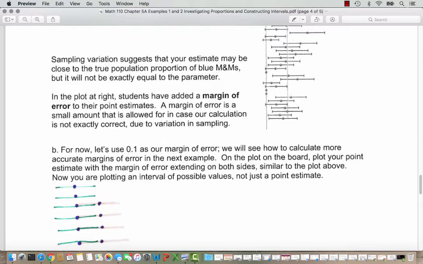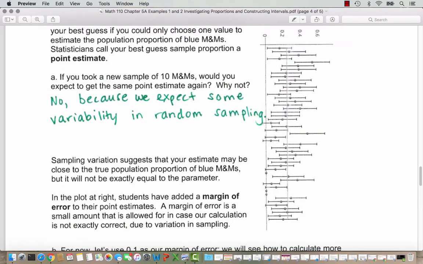So in this plot at right, students have added a margin of error to their point estimates. A margin of error is a small amount that is allowed for in case our calculation is not exactly correct due to the variation in sampling.